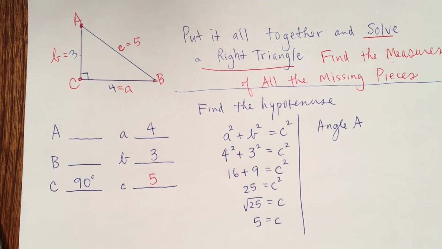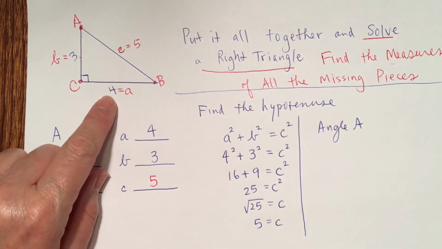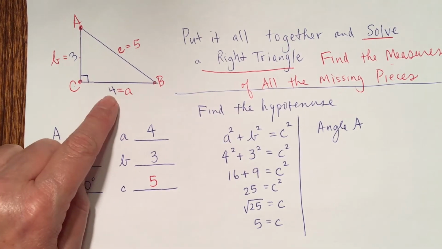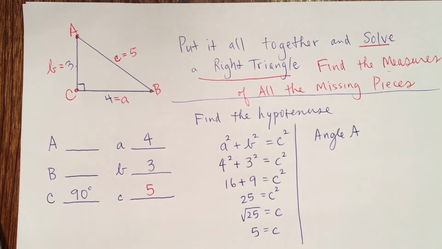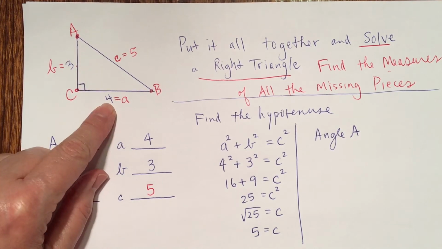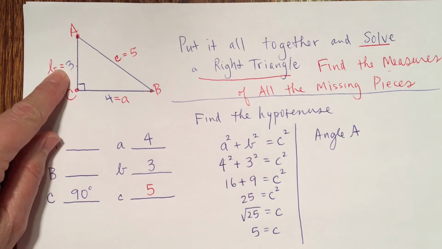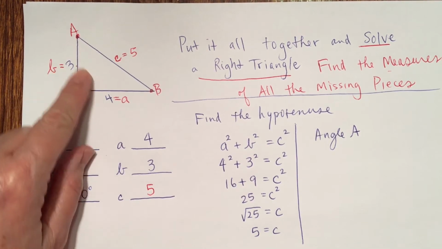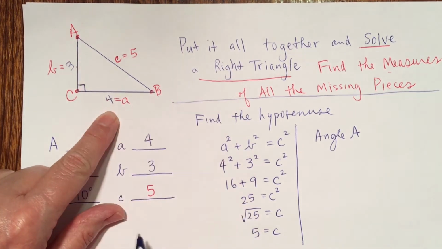As a rule of thumb, you probably want to use a trig function that uses the sides you were given. And you don't have to, but generally that's a good practice. I'm seeing that they gave me A, which is 4, and B, which is 3. A is opposite from angle A.